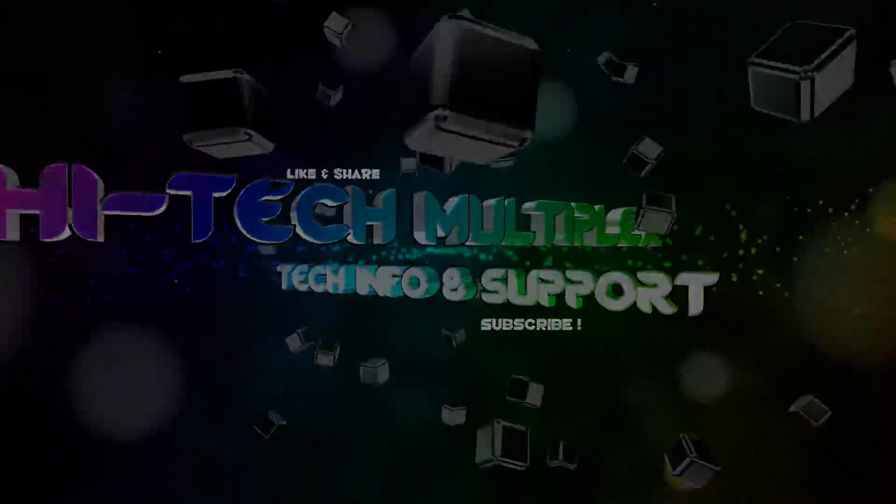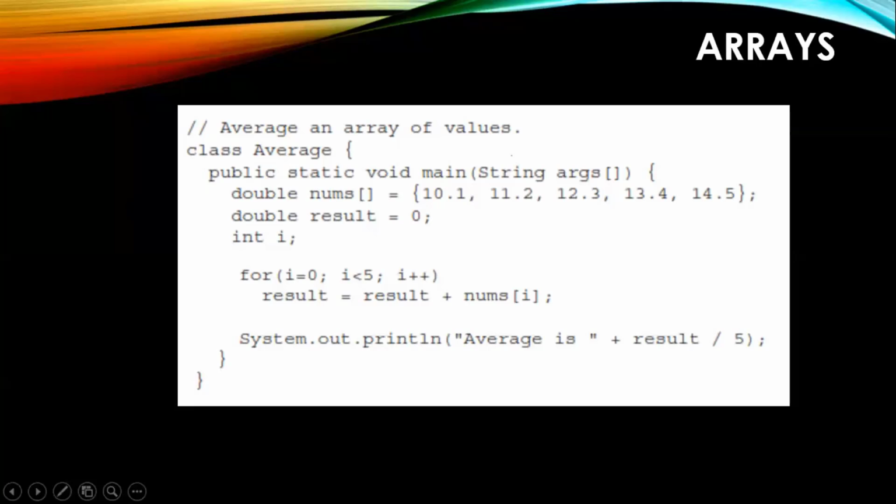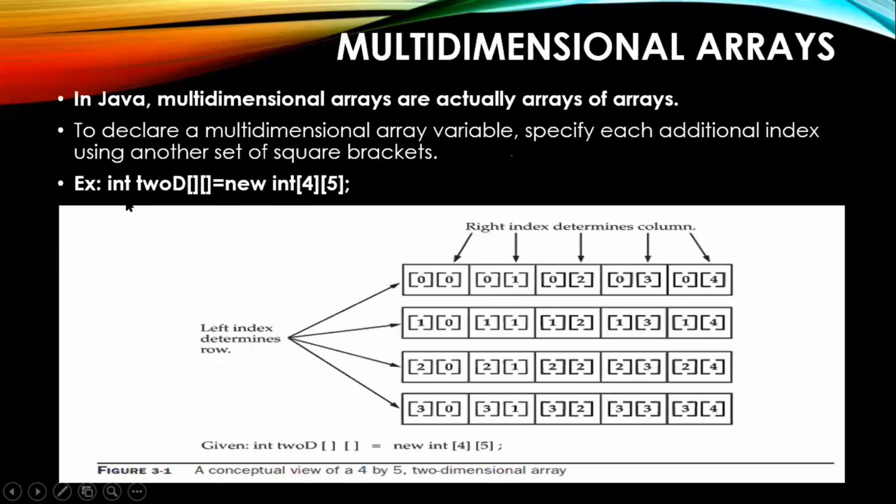We have discussed how to create and how to initialize the values in a single dimension array, right? So multi-dimensional array. In Java, multi-dimensional arrays are actually arrays of arrays, right? The diagram only will give you the answer for that particular statement. To declare a multi-dimensional array variable, specify each additional index using another set of square brackets, right?